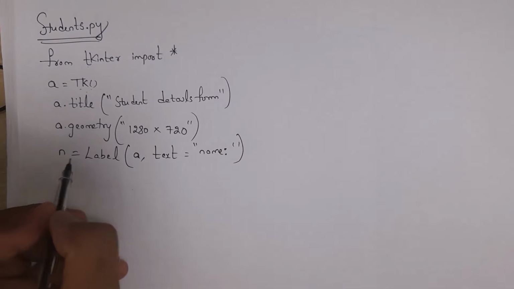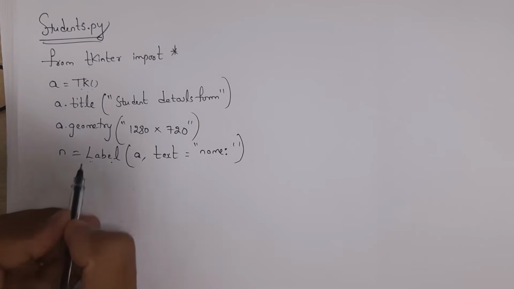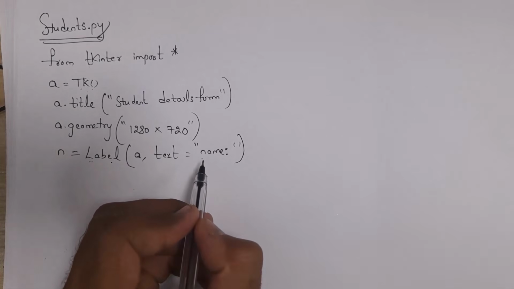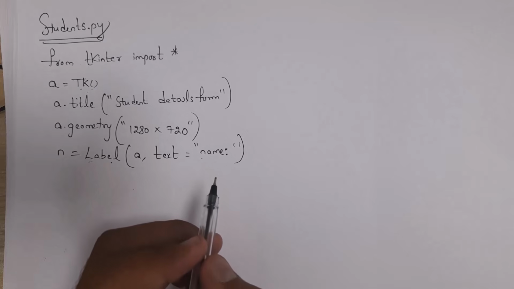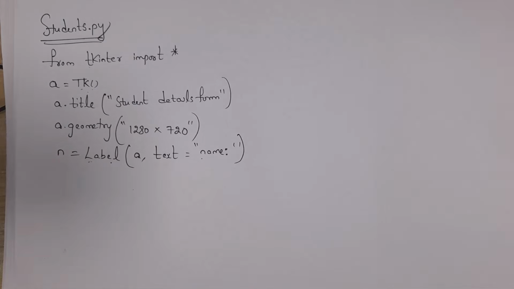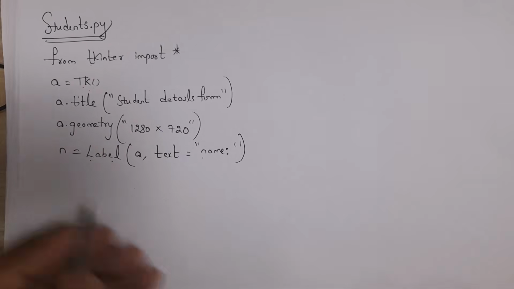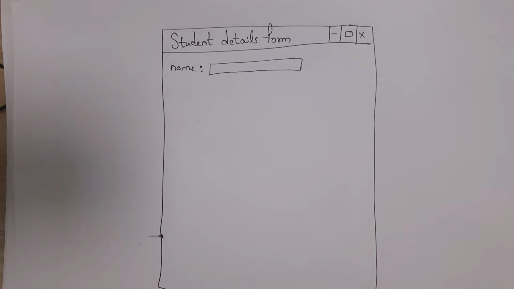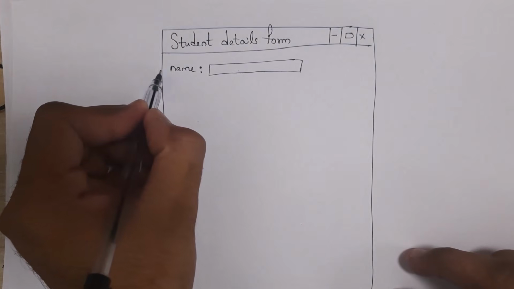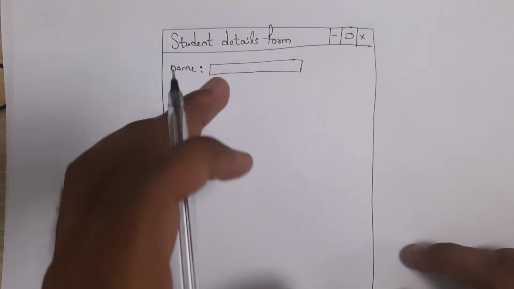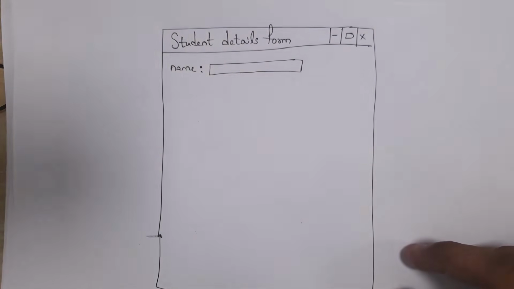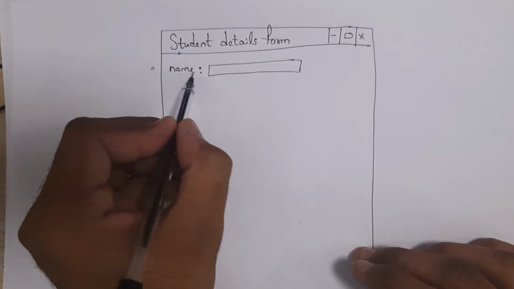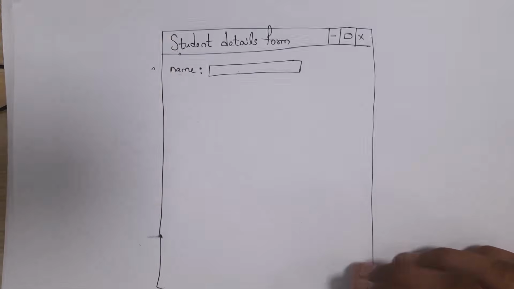I have written here n equal to Label. By using the Label method, I want to create one text. The text is name. And where do you want to place this text? In order to place this text, I am using the grid method. My text is present in variable n. So just write here n dot grid. Guys, by default, it is considered as 0 row and 0 column. For example, let us consider this is like a table. I want to place this name in the first row and first column.